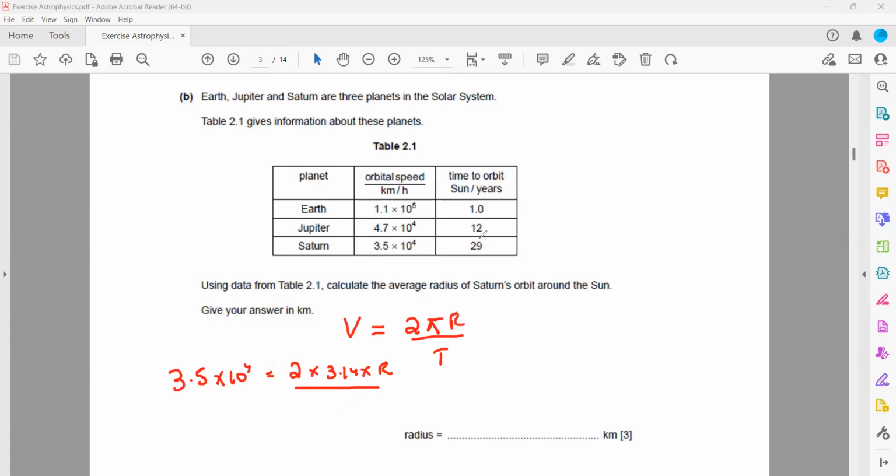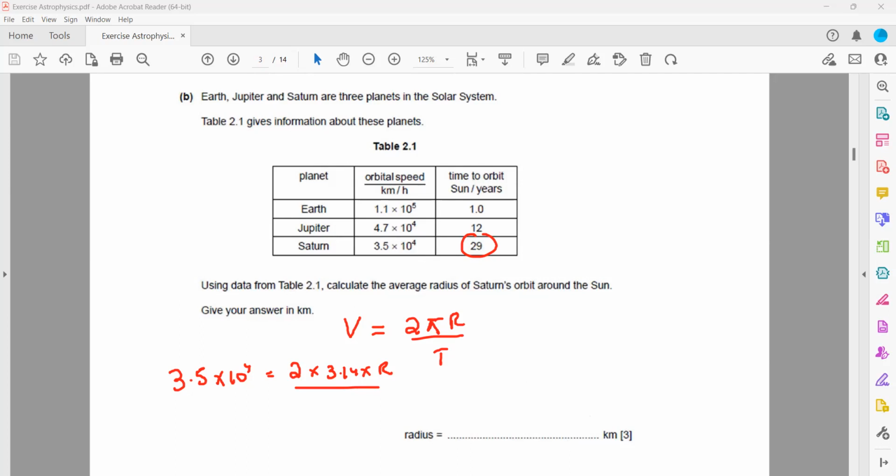But you can see the orbital time is given in years, but the speed was in hours. So we have to convert. We have to convert these years into hours. Because if speed is in kilometer per hour, time should be in hours. If speed is in meter per second, time should be in seconds. If speed is per day, time should be in days. If speed is given per year, then the time should be in years.